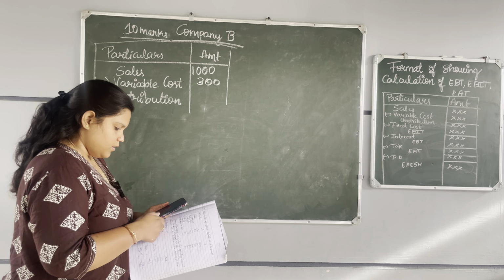So this is our EBT, earnings before tax. Once again I'll explain. For company B, they have given sales of 1000 rupees. We have to deduct variable cost 300, and 1000 minus 300 gives us 700. From this contribution we deduct fixed cost 400. We get the EBIT amount as 300. From this 300 we deduct interest, that is 100.